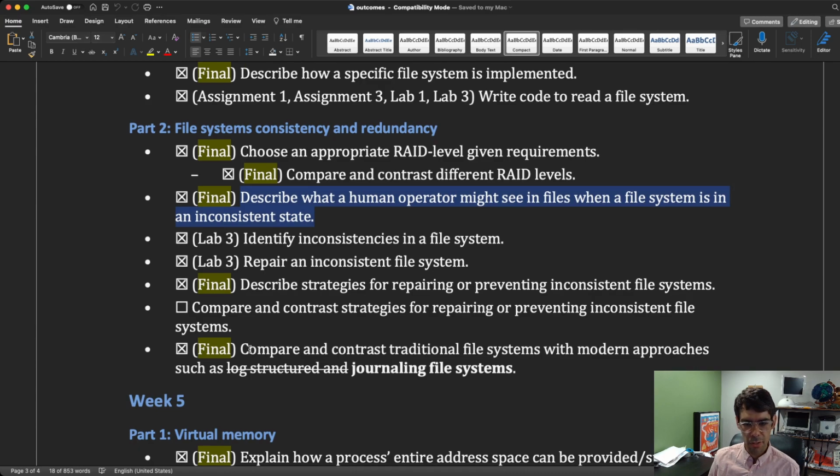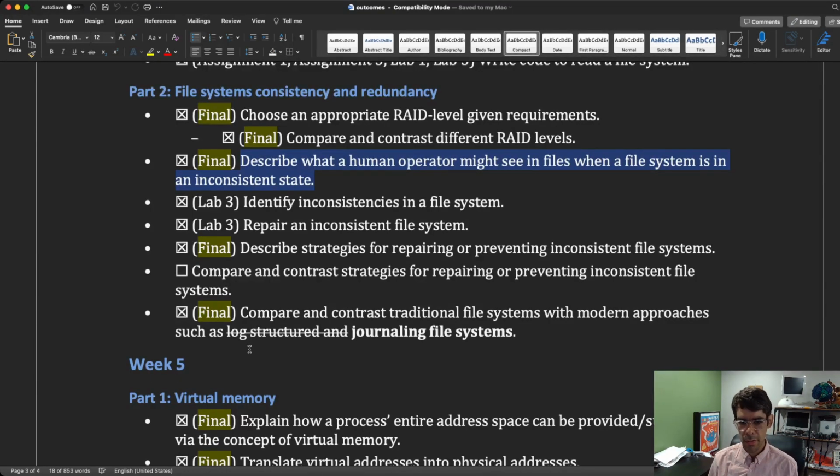Compare and contrast traditional file systems with modern approaches such as log structured, which has been crossed out, and journaling file systems. Journaling file systems is the one we're focusing on here. A file system like exFAT does not have a journal, and a file system like ext3, the successor to ext2, which is effectively what we're looking at with VSFS, does have journaling.